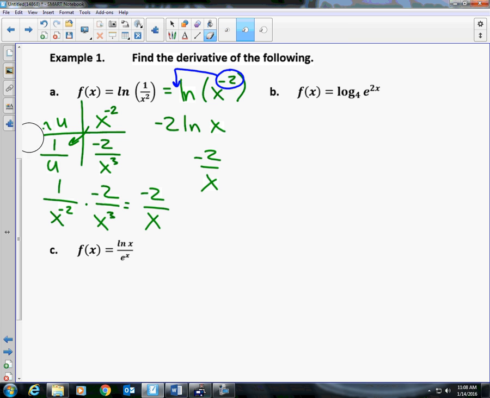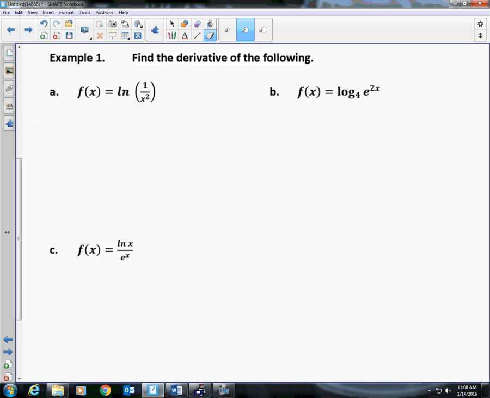So let's look at B. We'll take a very similar approach. I'm going to do it the easier way first, and we'll do it the harder way the next time. Okay? So what I'm going to do is take this 2x and move it out front. So I have f of x is equal to 2x times log base 4 of e. Can you tell me about log base 4 of e? What is it?